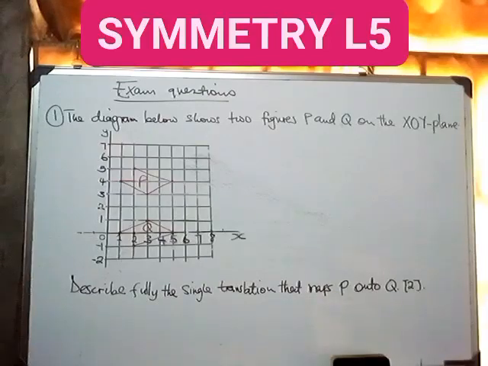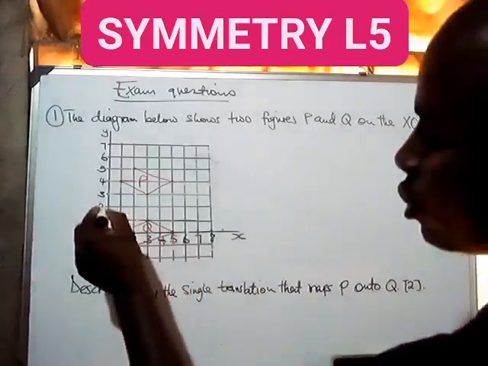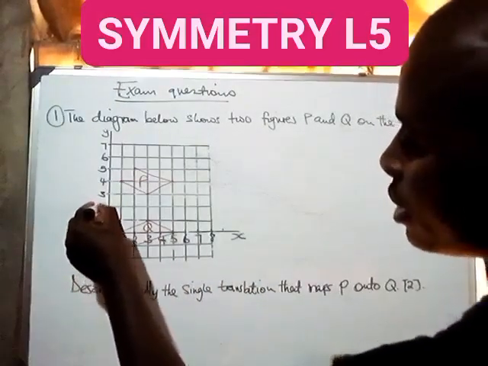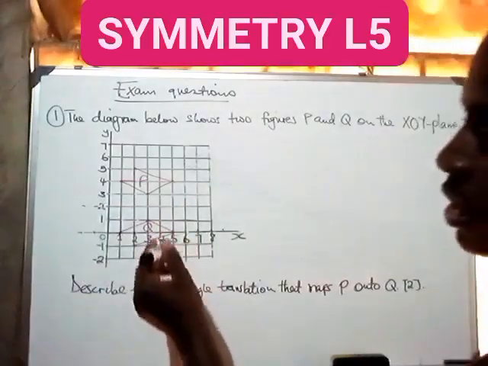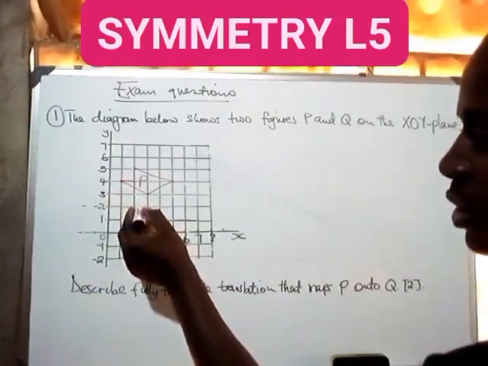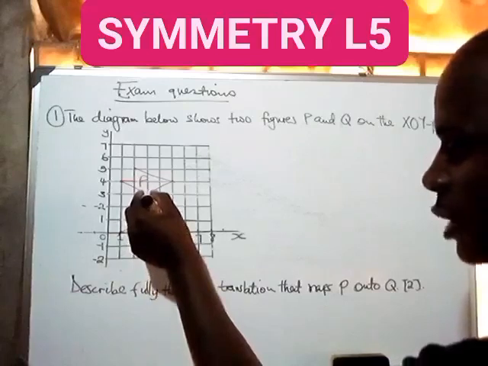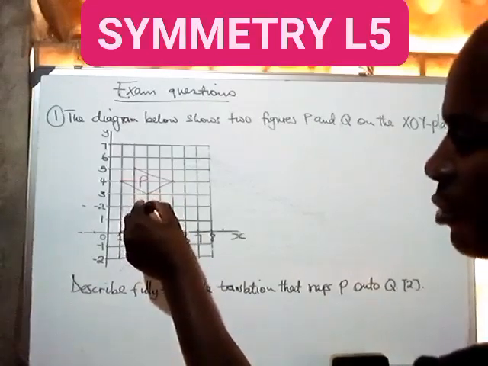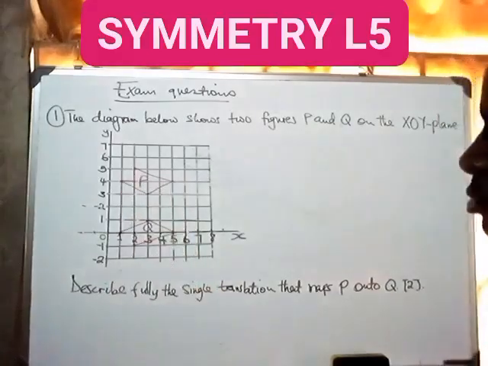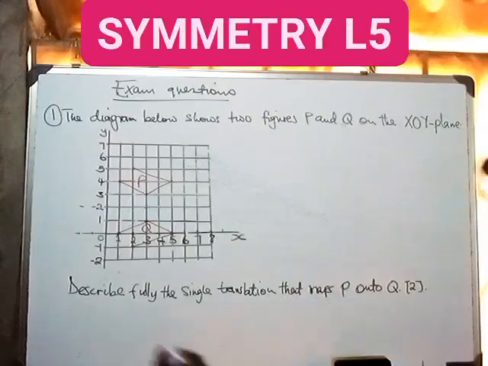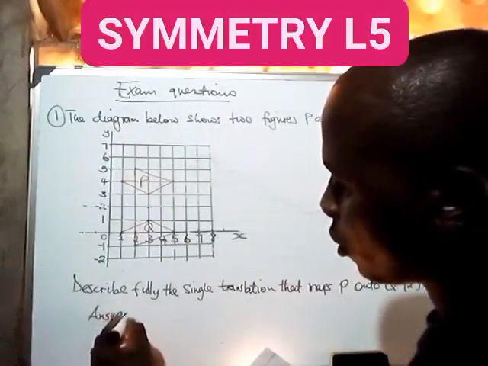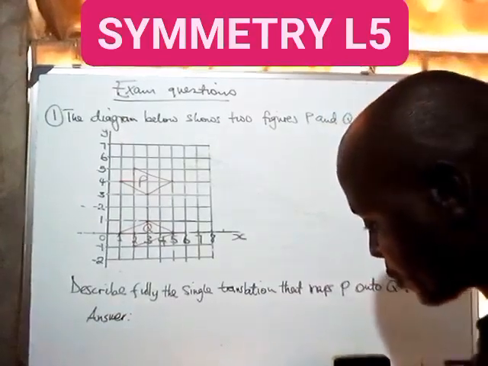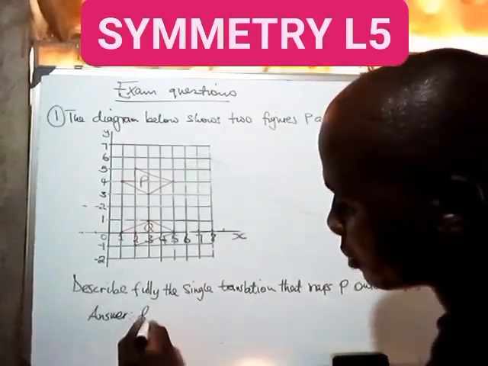It has a mirror line at y is equal to 2. When you look at this, y is equal to 2 here is where we have a mirror line, because the distance from here up to this point and the distance from there up to this point is the same. So the full answer will be a reflection.